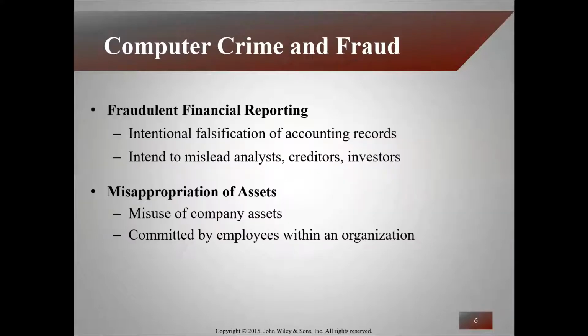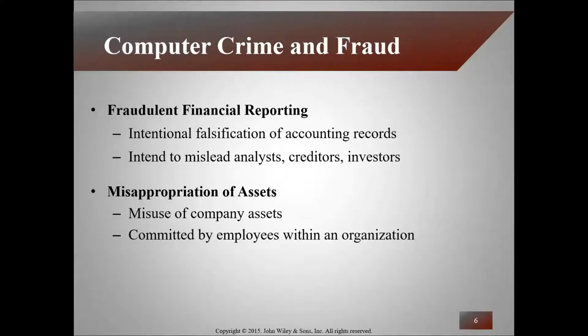What about fraudulent financial reporting? Fraudulent financial reporting, sometimes called cooking the books, occurs when corporate officials, such as a senior ranking executive, intentionally falsify accounting records to mislead analysts, creditors, or investors. Misappropriation of assets involves stealing assets from a company and is usually committed by employees within an organization or through collusion of employees and outside conspirators. The ACFE calls this type of crime occupational fraud and has developed a fraud tree to describe the many ways that employees can misappropriate assets from an organization.